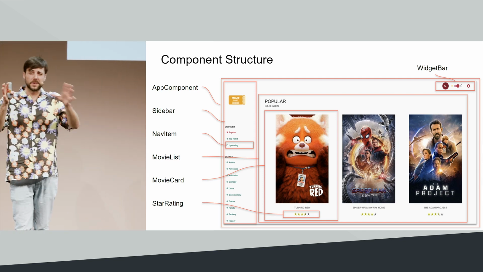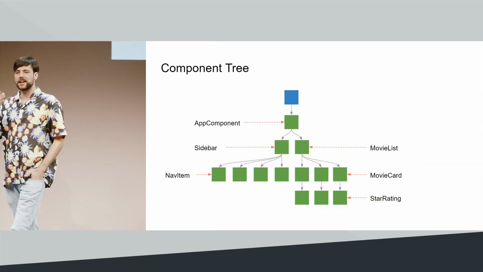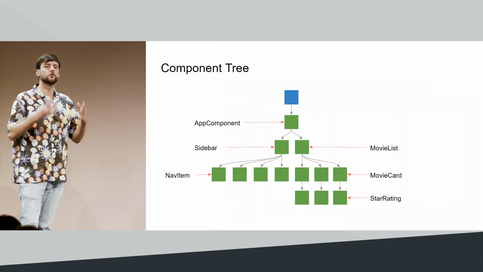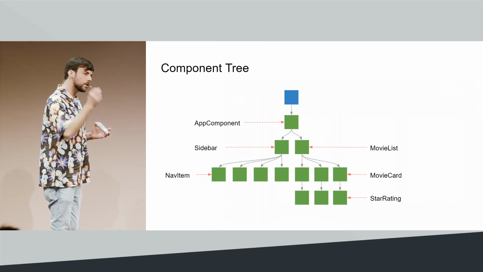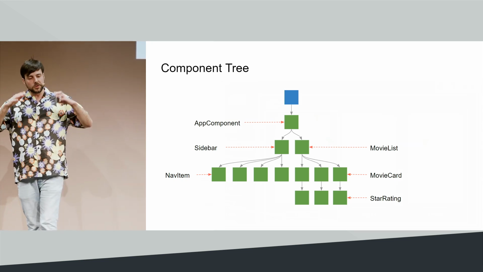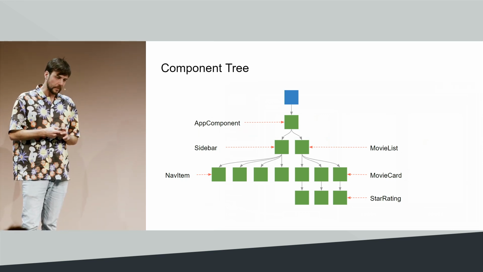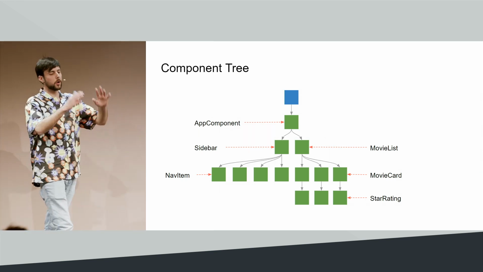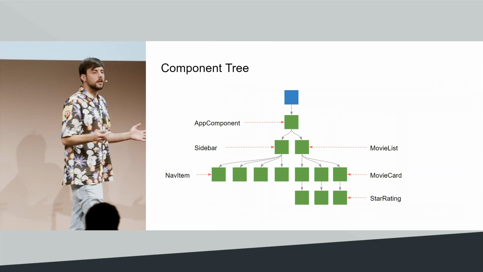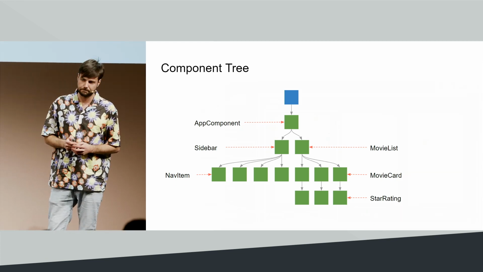And if you take that picture in a little bit more technical way, it looks like this. The blue box at the very top is called application reference. It is a service, and this service holds a reference to your app component, and your app component is the uppermost component that holds all other children below it. And then you have the whole application. You have the sidebar, then menu items, the movie, the star rating component, the movie card, and all other things that I used in that application. It's a tree structure.